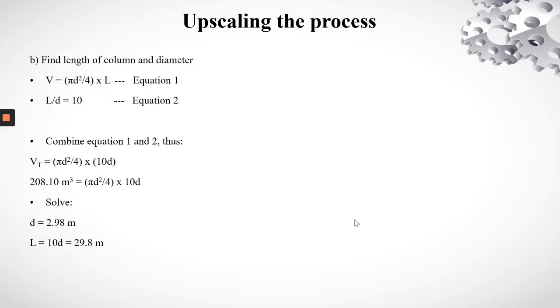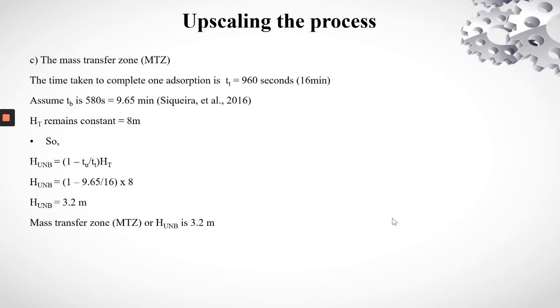To find the length and the diameter of the column, we need to combine equation 1 and equation 2. The diameter calculated is 2.98 meter and the length is 29.8 meter. Since the TT, TB and HT remain constant, we can calculate the HU and B.